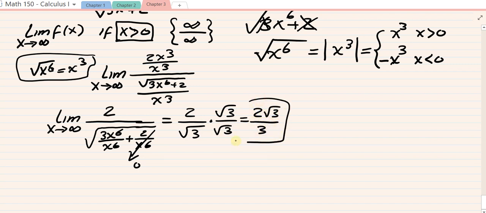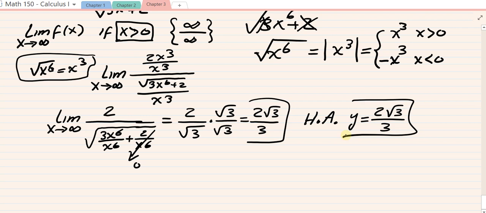Okay, so there we have it. Here is the horizontal asymptote. We just showed the limit as x goes to infinity is that. So this becomes horizontal asymptote y equals 2 root 3 over 3. But that's just one for now. There may be another one, or it may be the same one.